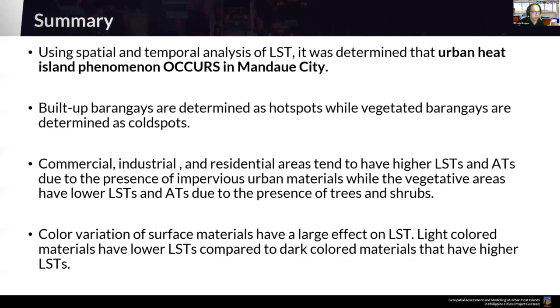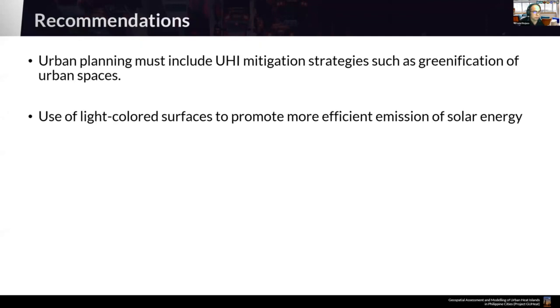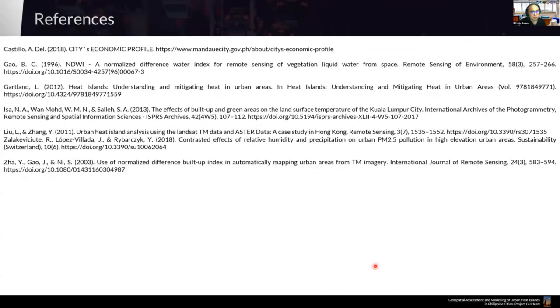The color variation of surface materials has a large effect on LST. Light-colored materials have lower LSTs compared to the dark-colored materials that have higher LSTs. For our recommendations, urban planning must include UHI mitigation strategies such as greenification of urban spaces, and also use of light-colored surfaces to promote more efficient emission of solar energy. That's the end of my first presentation.